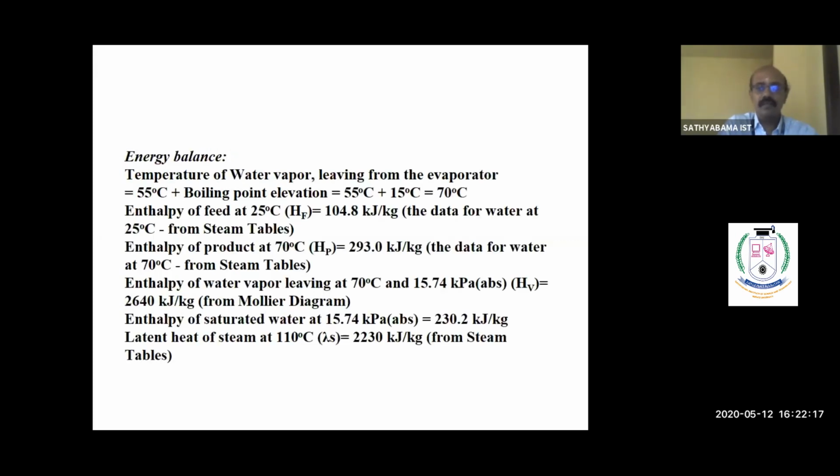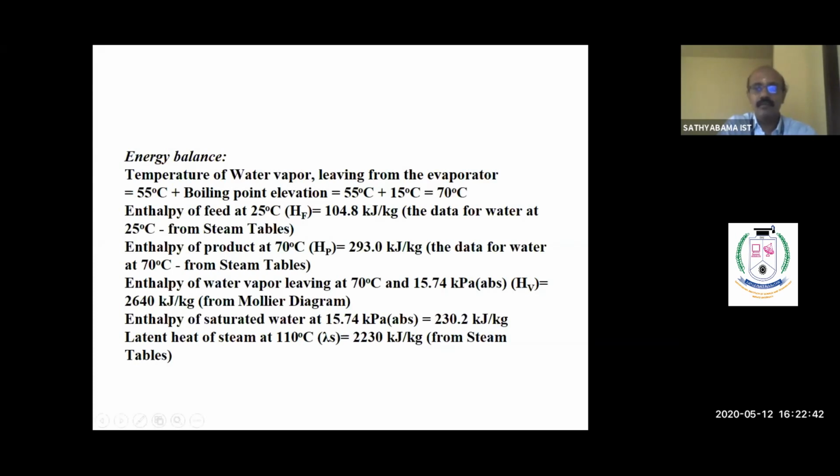Then coming to the energy balance. Before going to the energy balance, we have to get the data from the steam tables. The temperature of water vapor leaving from the evaporator is 55 degrees centigrade maintained at the liquor, and it is 15 degrees centigrade boiling point elevation. So summing up, it is 70 degrees centigrade. The enthalpy of feed is 104.8 kJ/kg in the steam tables.